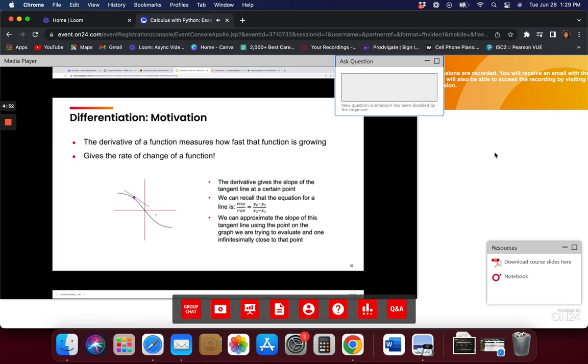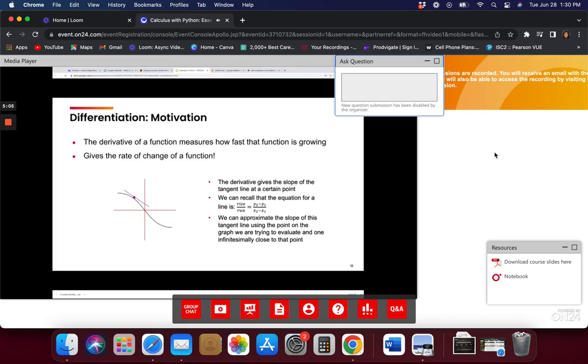Then we can also recall that the equation for a line is rise over run, which equals y2 minus y1 over x2 minus x1. So we can approximate the slope of this tangent line using the point on the graph we're trying to evaluate and one infinitesimally close to that point. To get the slope of the tangent line, we can imagine taking two points on the graph and finding the slope between those two, moving that second point closer and closer until we're virtually just finding the slope of the tangent line.